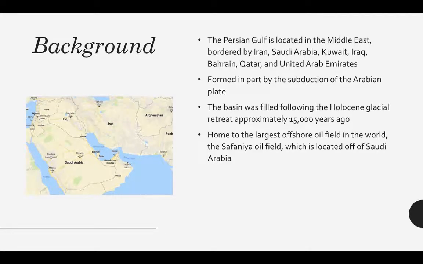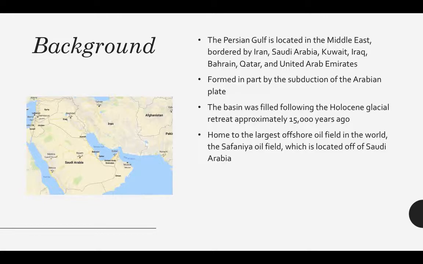So, to start off, a little bit of background. The Persian Gulf is located in the Middle East. It is a basin that is bordered by 7 countries, a few of which include Iran, Saudi Arabia, and Kuwait. Geologically, the basin was formed following the subduction of the Arabian Plate, and then the water was filled in approximately 15,000 years ago after the Holocene glacial retreat, which caused sea levels to rise.